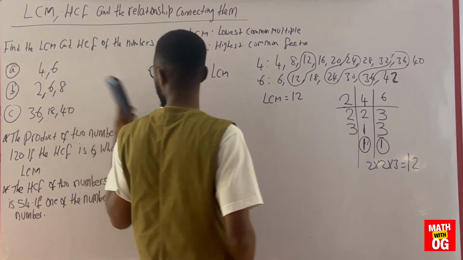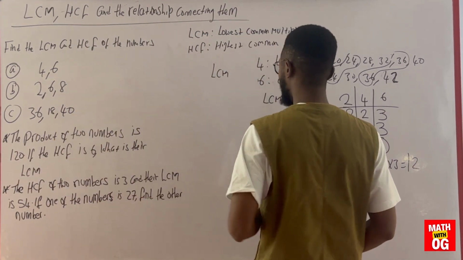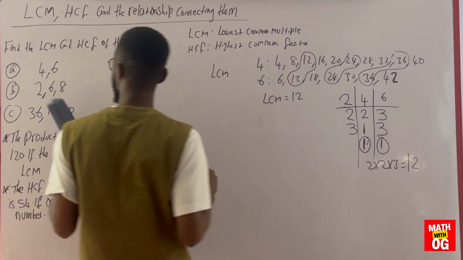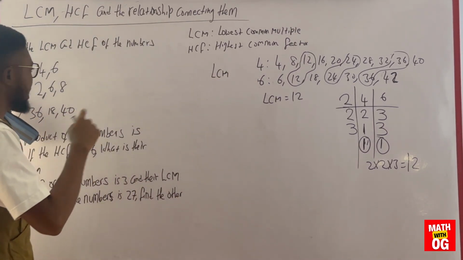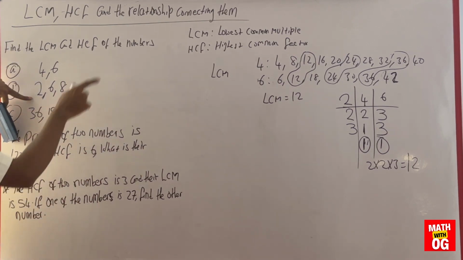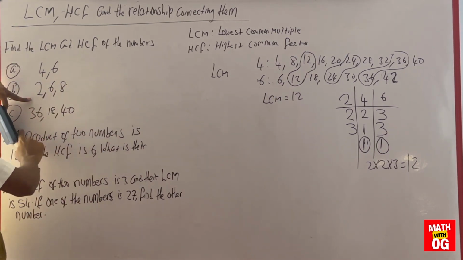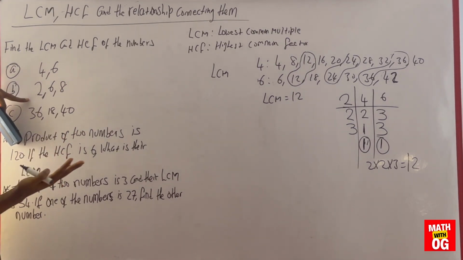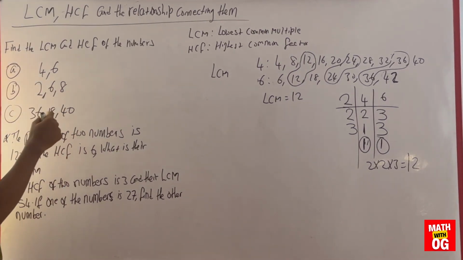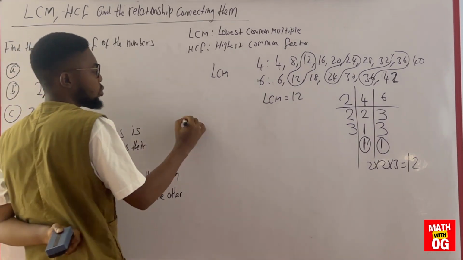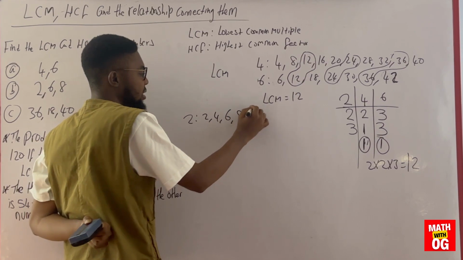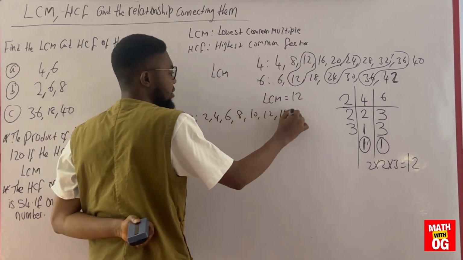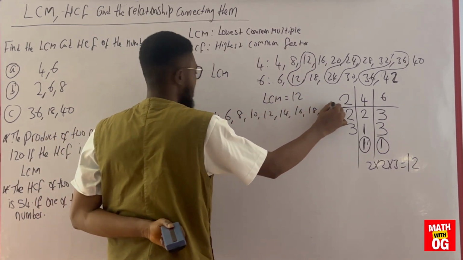Now on to the next question. We have 2, 6, and 8. This will be the last time I'll be using this method to find LCM, because I obviously won't use this method for bigger numbers. I can't start solving 18 times 2, 36 times 2, as the case may be. It will take our time. So let's look for the LCM of 2, 6, and 8. Starting with 2, the multiples of 2 are 2, 4, 6, 8, 10, 12, 14, 16, 18, 20.